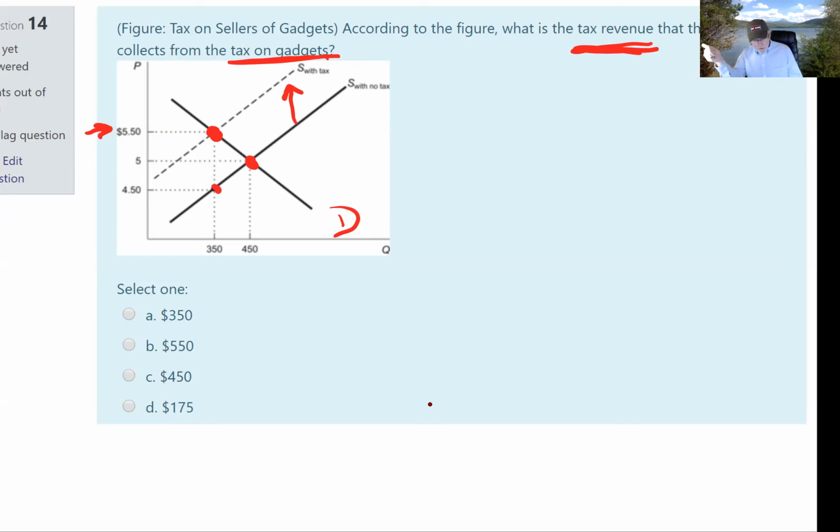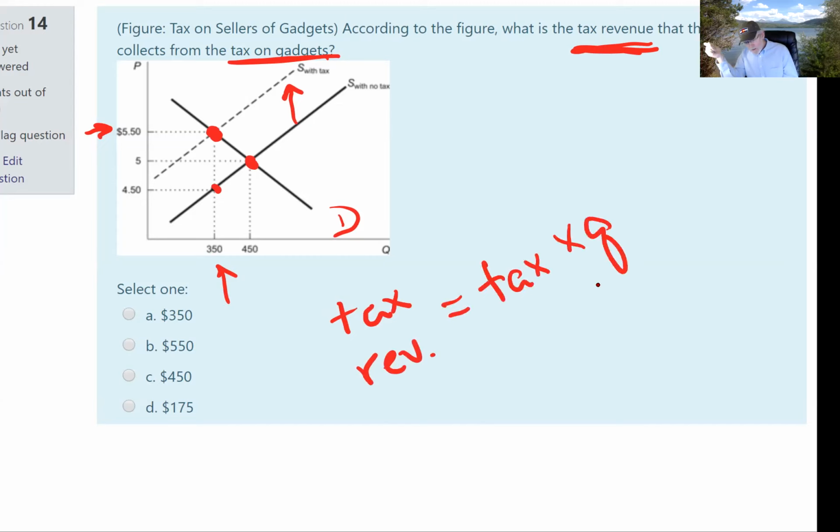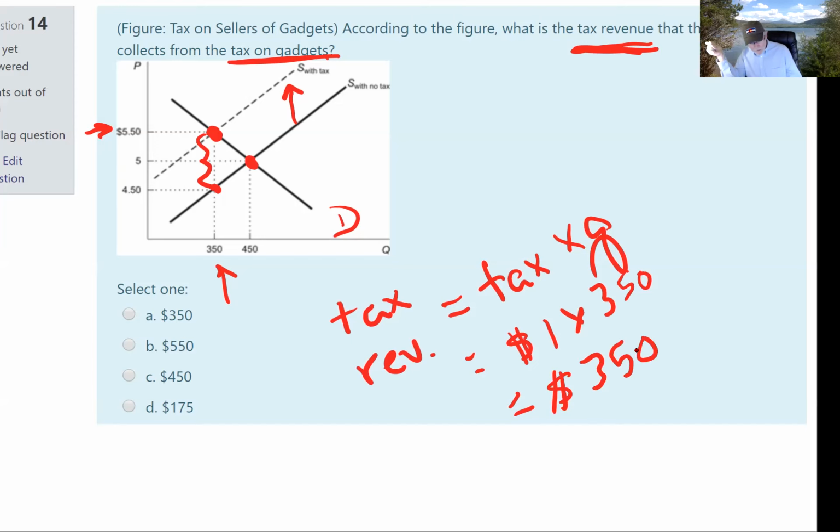How many units are going to be sold? 350 units. So the government's tax revenue is just going to be the amount of the tax times the quantity. The amount of the tax is represented here. 5.50 minus 4.50, that is $1, times 350 units. So the government is going to get $350 in tax revenue. So that would be answer A.